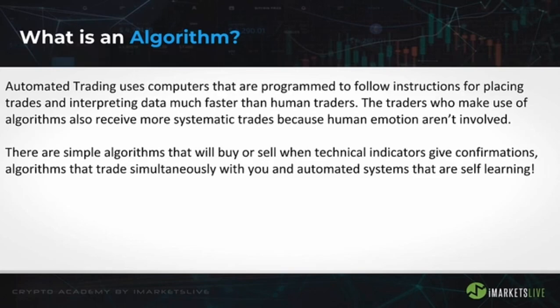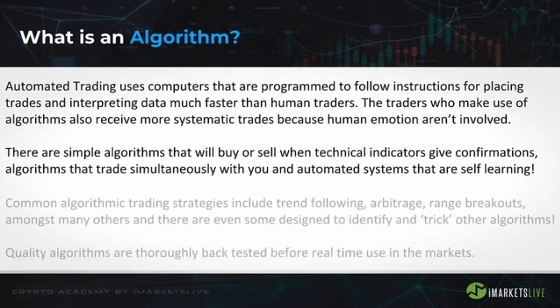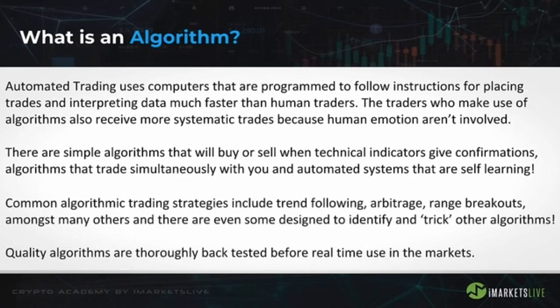There's a lot of different variables that go into programming an algorithm, and having it be a quality algorithm requires thorough backtesting before it's used in the real markets. Some common trading strategies that involve algorithms include trend following, arbitrage, range breakouts, amongst many others, and there are even some algorithmic systems that are designed to identify and then trick other algorithms.